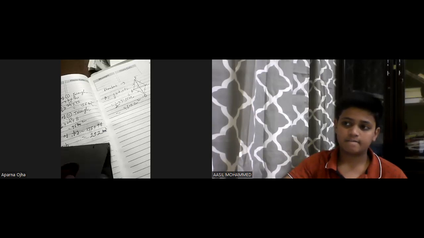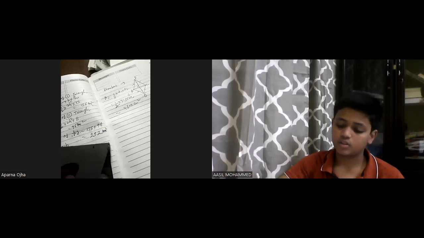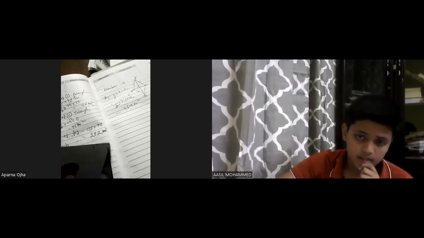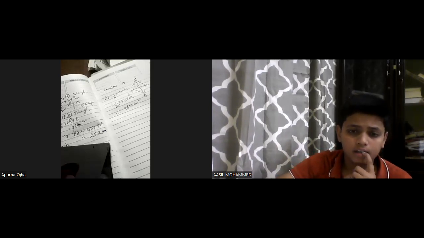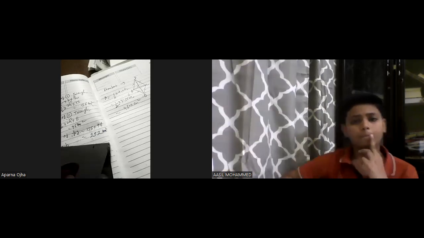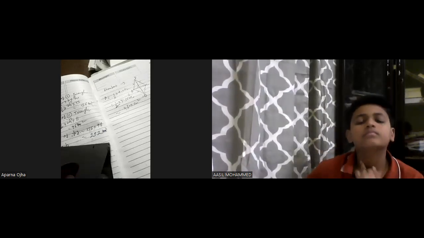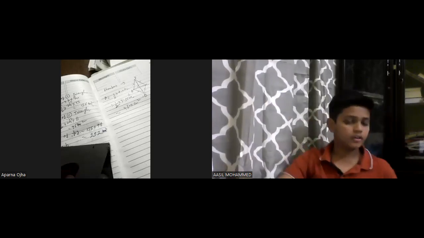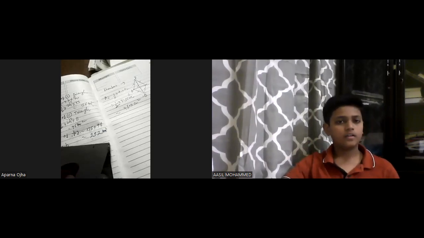Now see the next question. But the main thing is that you have to learn the formula. So you can do one thing: in the beginning of your new notebook, 2 or 3 pages, you have to write the formulas only. Area of the trapezium, area of the triangle, area of the rhombus, area of the rectangle. Like this, you have to write. So it will be easy for you.